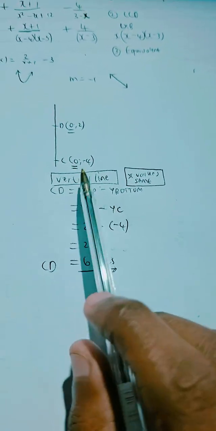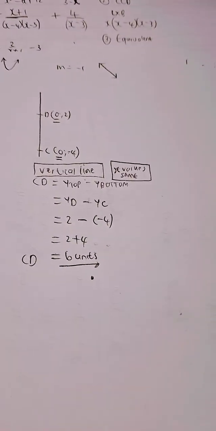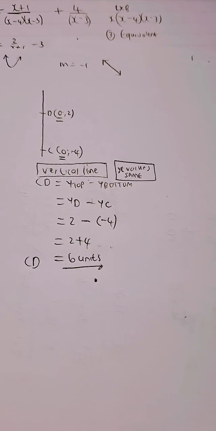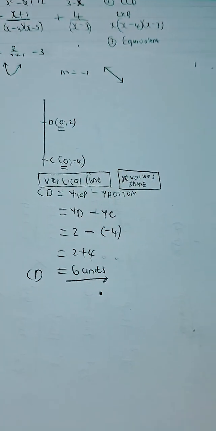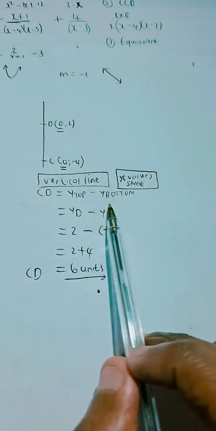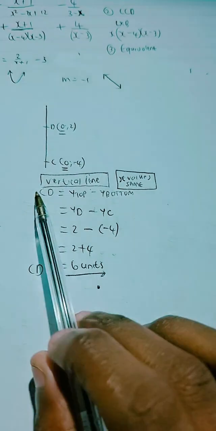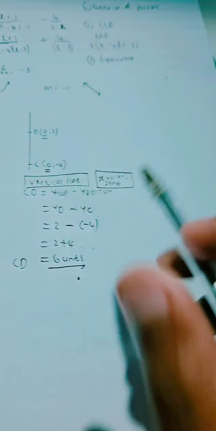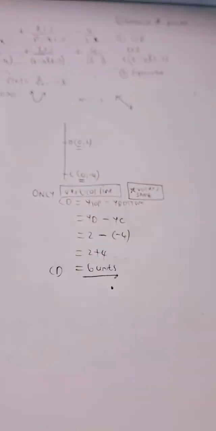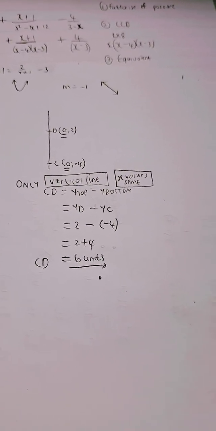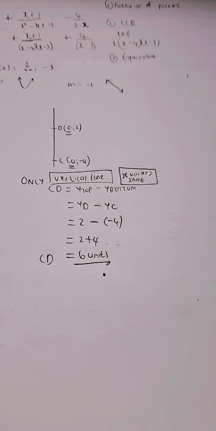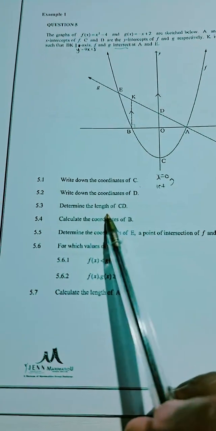When it's on a vertical line, remember, any vertical line will have the same x values but different y values. So you can use y top minus y bottom, but you can only apply this to a vertical line. If you want the distance on any other line, then you can use the distance formula. Okay. So the length of CD is 6 units.